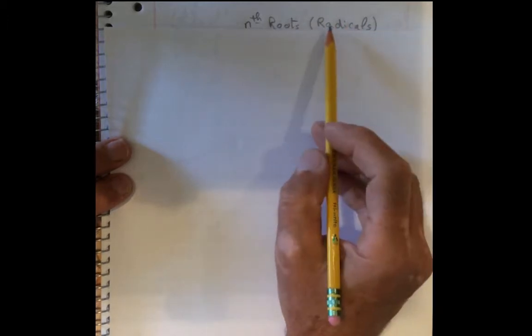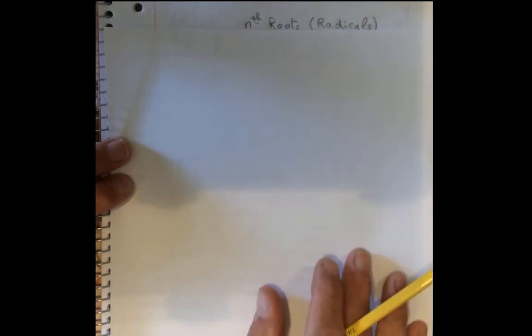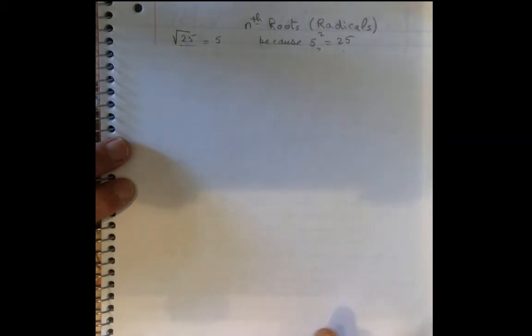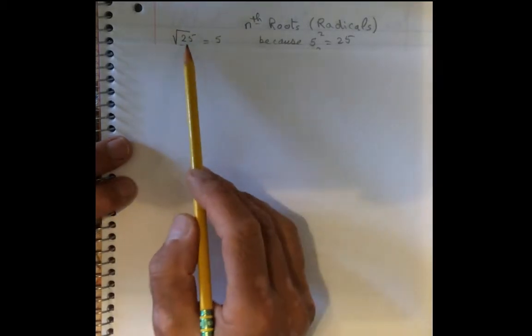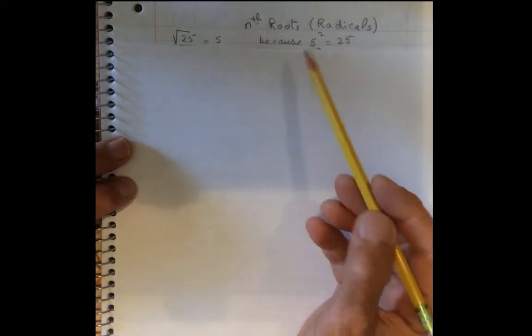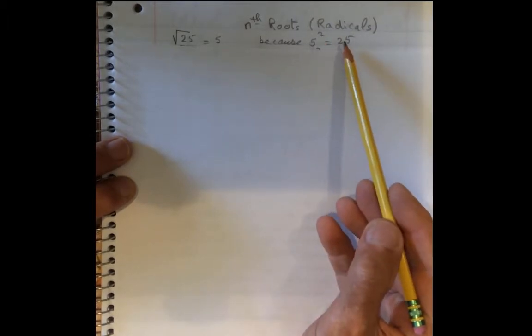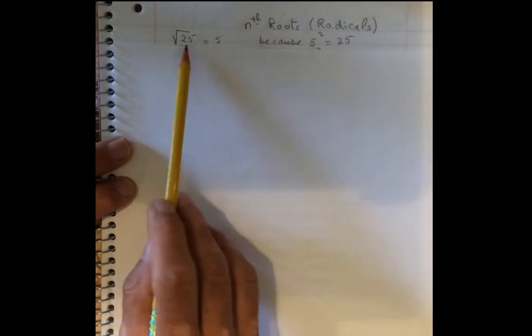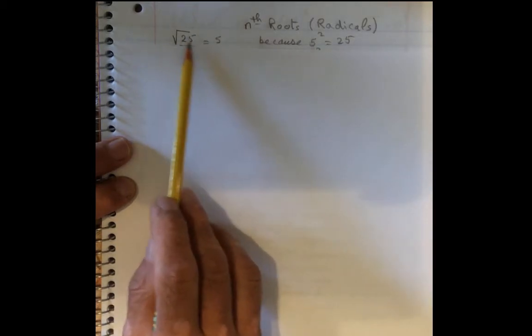In this video we are going to learn about nth roots, or what we call radicals. We are familiar with the square roots from before, so we know that the square root of 25 equals 5, because 5 to the second power equals 25. That's why the square root of 25 is 5, because we're looking for a number times itself that is going to give us 25.